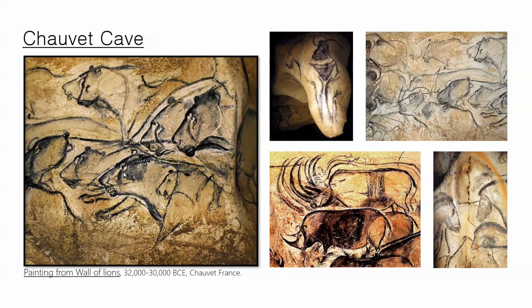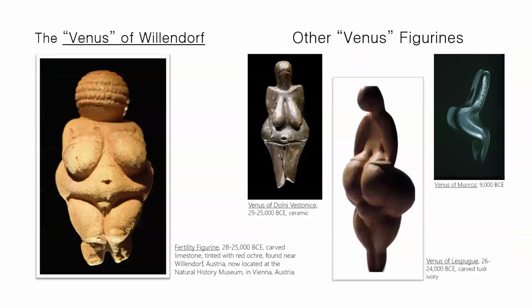From Chauvet, the main thing that you need to know is the Wall of Lions, which is a pretty amazing shot, and we can talk about that some more at the end of the lecture. Besides the cave paintings, you do need to know about the Venus figurines.